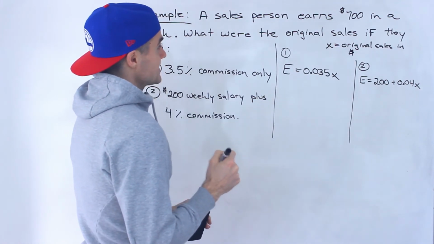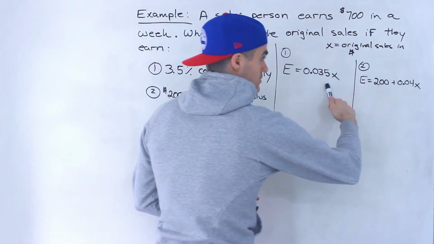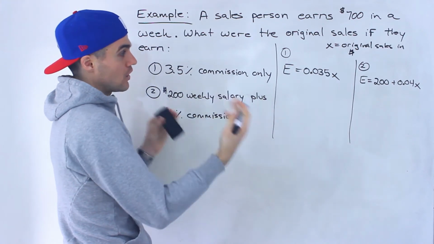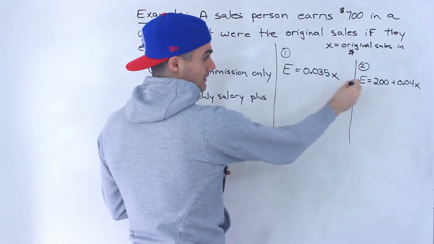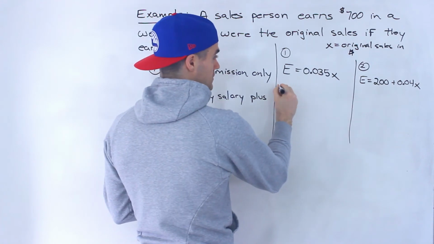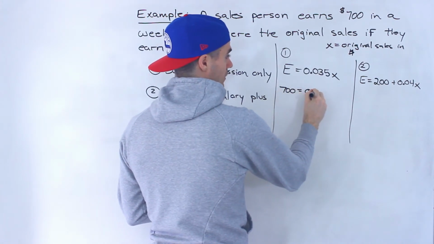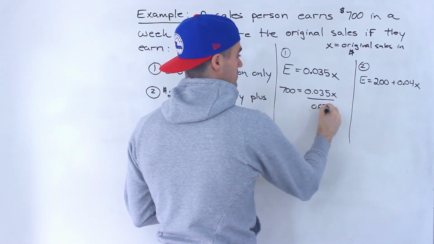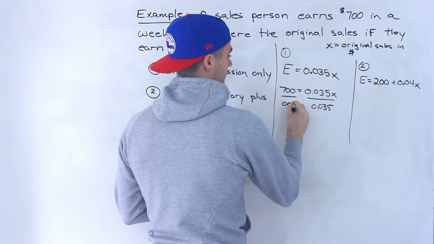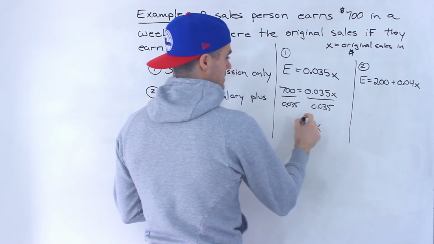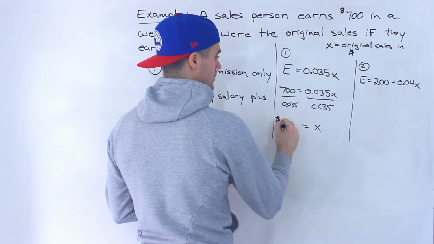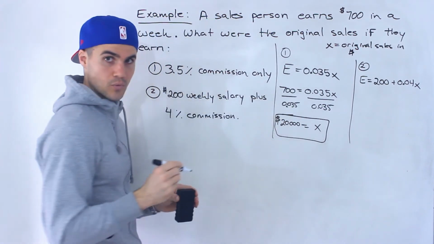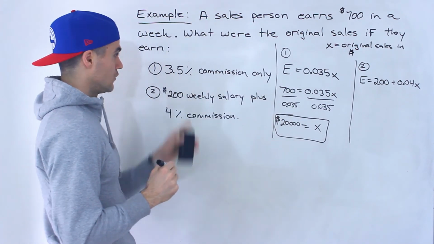So what the question is asking is, what were the original sales? What was X? That's what we're going to be solving for if the salesperson earns $700 in the week. So if that E is $700, all we would do is plug in 700 here and just solve for this X. And the way we do that, divide both sides by 0.035. And so in this case, X would be 20,000. So they made $20,000 worth of sales of the product for number one.